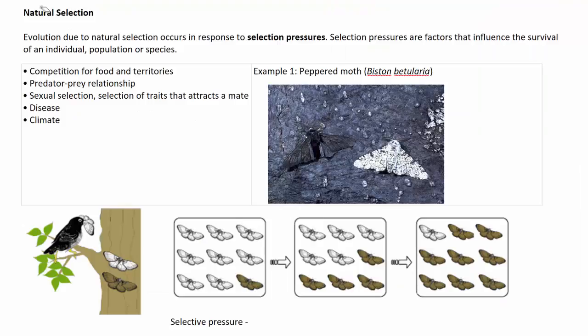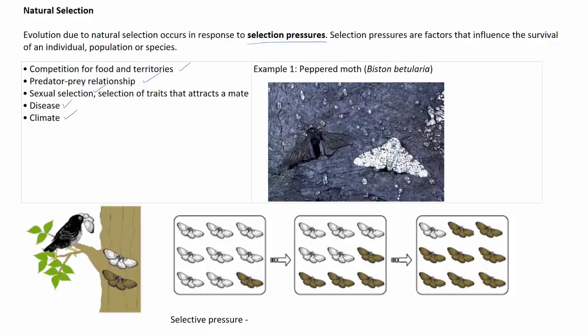Evolution due to natural selection occurs in response to something referred to as selection pressures. Selection pressures are factors that influence the survival of an individual, population, or species. And there are different types of selection pressures. For example, competition for food and territories, predator-prey relationships, sexual selection where traits are selected that attract a particular mate, disease, and climate.